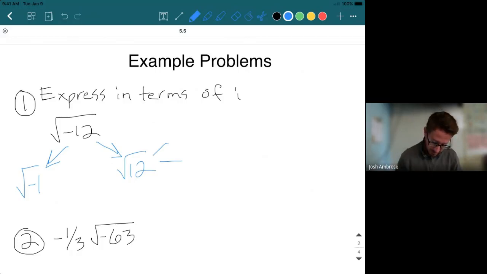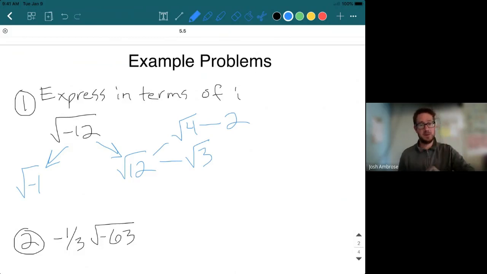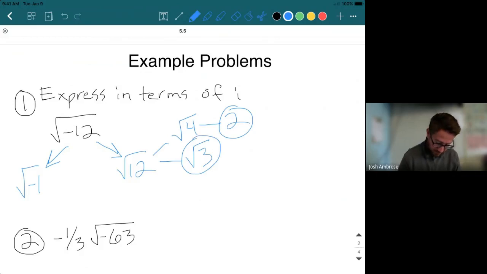Here's what I mean. We still have a square root. We still have a square root. But the square root of 4 is 2. Now it's okay to not have a radical there because the radical of 4 is 2. Now here's what we're left with. You have 2, radical 3 can't be simplified, and you have the square root of -1, which in this case is your lowercase i.